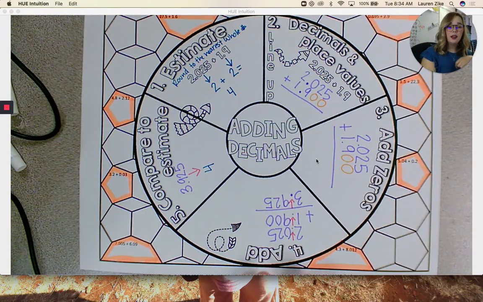If you want to color it all in, you can. Sometimes it makes it more fun if you color it in. If you have any questions about your assignments today, please let me know.